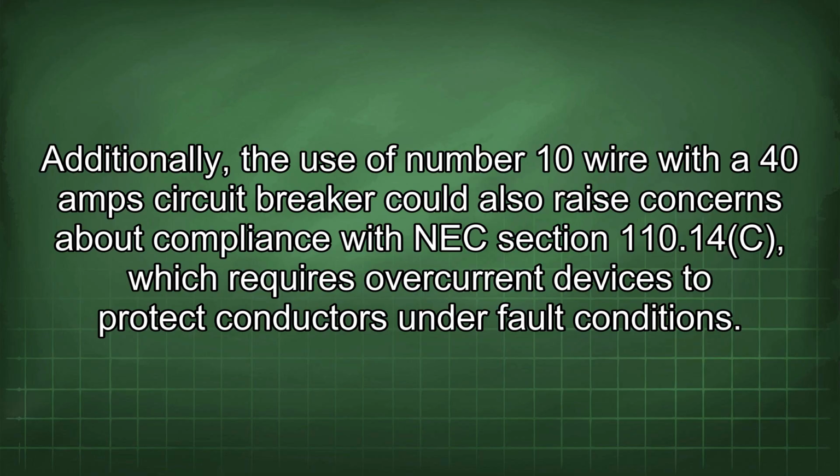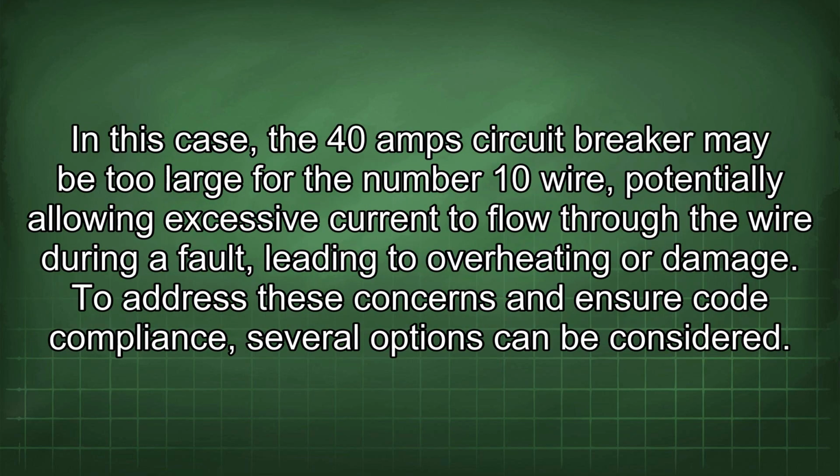Additionally, the use of number 10 wire with a 40 amp circuit breaker could also raise concerns about compliance with NEC Section 110.14(C), which requires overcurrent devices to protect conductors under fault conditions. In this case, the 40 amp circuit breaker may be too large for the number 10 wire, potentially allowing excessive current to flow through the wire during a fault, leading to overheating or damage.